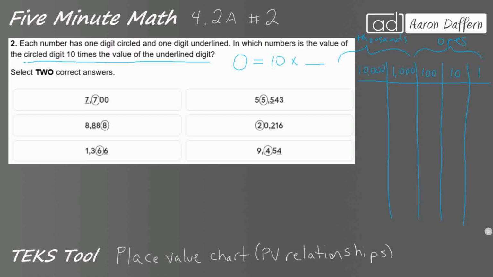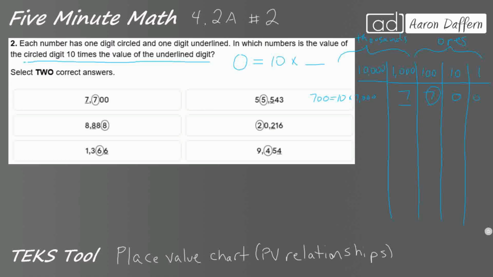So let's start with this first one. I've got 7,700. And what's going to be most important is what is underlined and what is circled. Remember, it says the circled digit is 10 times the value of the underlined digit. So what is the value of my circled digit here? I'm going to write it over here off to the side. My circled digit is 7 in the hundreds place, so that's 700. Does that equal 10 times, and what's the value of my underlined digit? That's 7,000. Does that make sense?